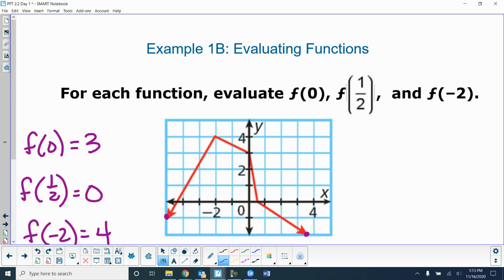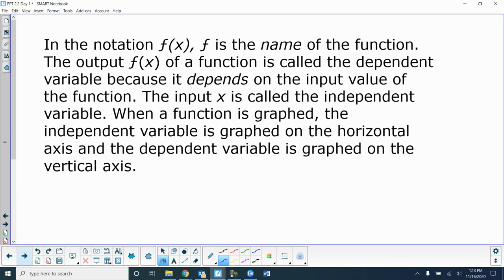What's the domain then? From -5 to 3.5, right? You see that? How you can look at a graph and tell domain and range? Okay, does that make sense? You guys are good. Such smart CP math students.